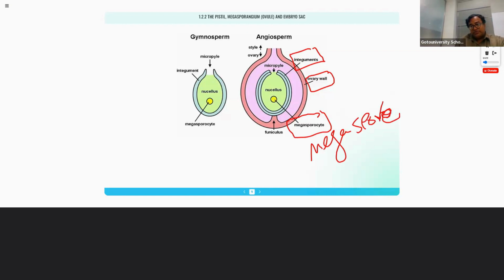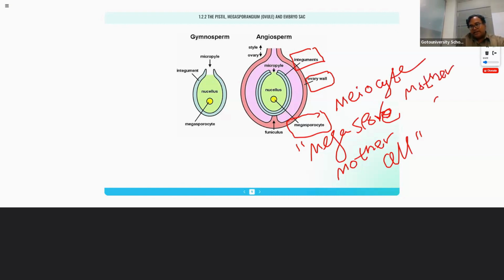Okay, we need to refer to multiple dictionaries, and we need to have a lot of terminology accumulated in our mind. Megaspore mother cell you are saying, megasporocyte you are saying, also called as what? Meiocyte mother cell.